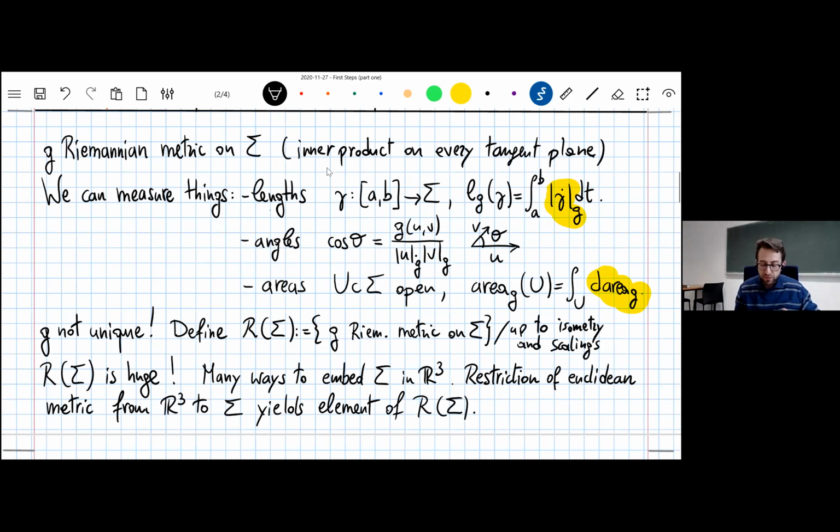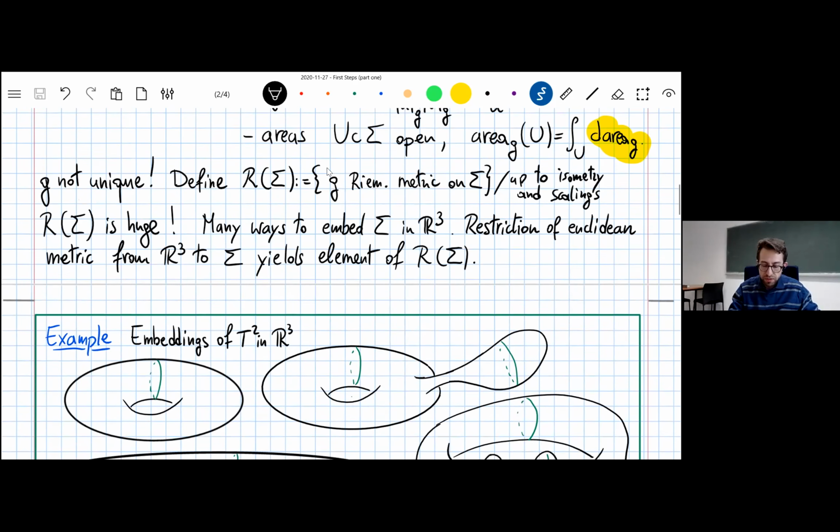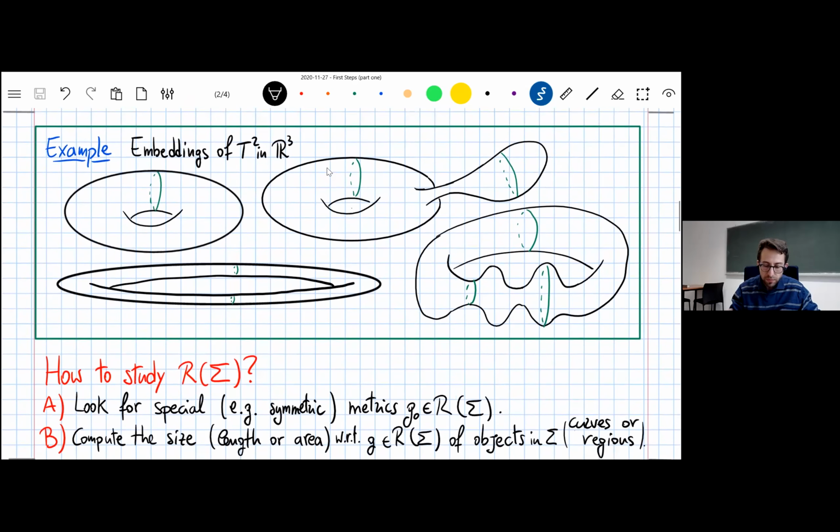So this space R sigma is a very big space, and this you can also understand by looking at different embeddings of surfaces in R3. So here, for example, I drew some embeddings of the torus in R3, and you see that you can get very different types of geometries. So the question is, how do we put order in this big mess, in this big space? And here we can have maybe two approaches that we will see they are also related to each other. The first approach is to look for special metrics inside R sigma, so a metric g0, which has some nice symmetry properties. So for example, in the case of the sphere, you can think about the round sphere in R3.